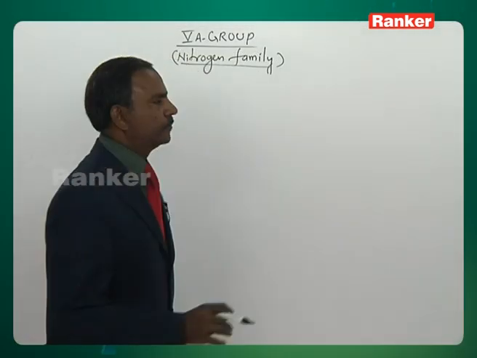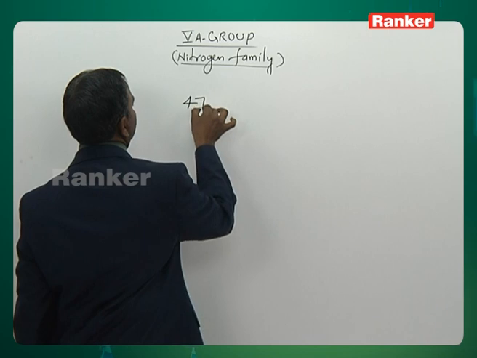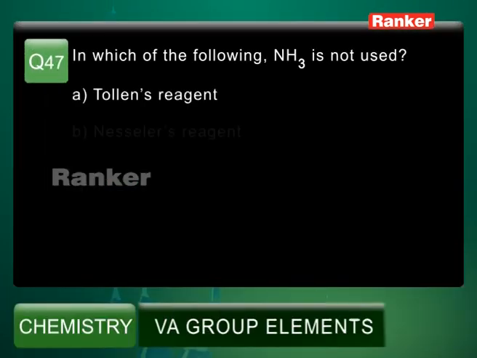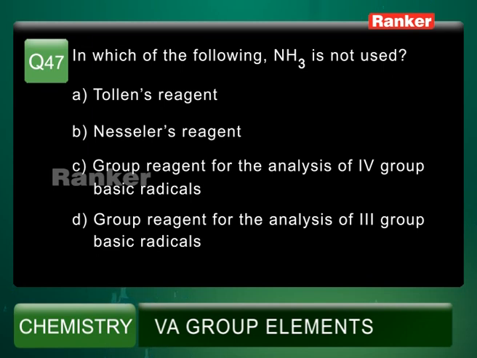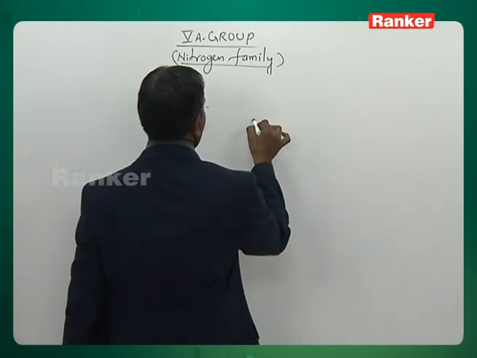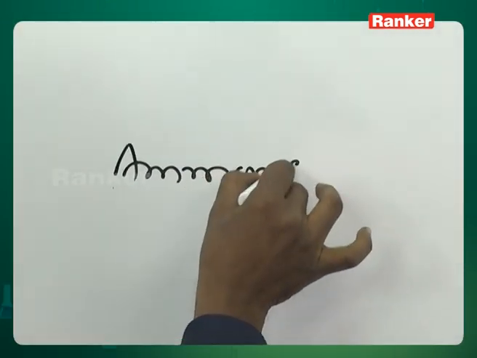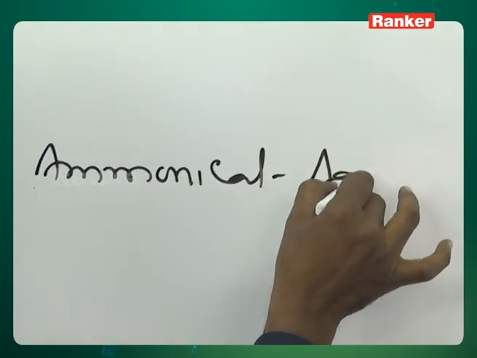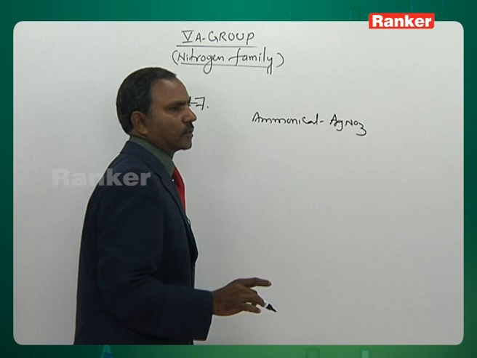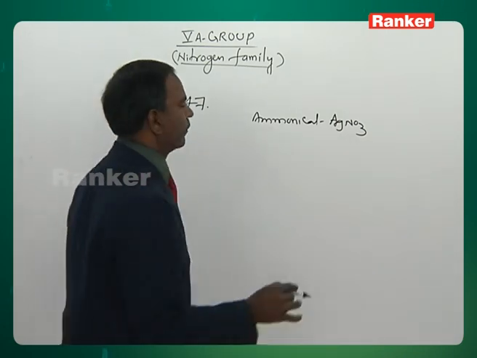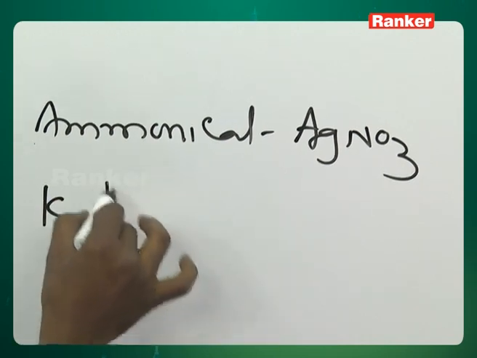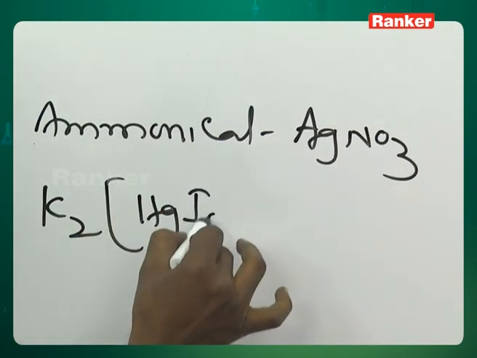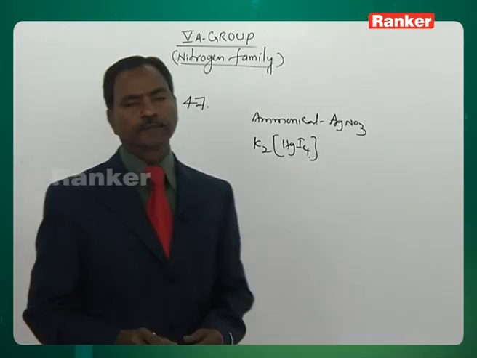Question number 47. In which of the following NH3 is not used? Tollens reagent, Nessler's reagent, group reagent for the analysis of fourth group basic radicals, group reagent for the analysis of third group basic radicals. Tollens reagent is ammoniacal silver nitrate. Yes, ammonia is there. B, Nessler's reagent, you know, K2HgI4. See, there is no ammonia in this.